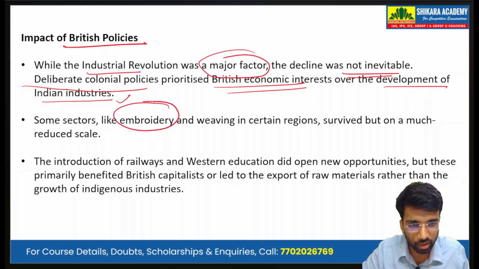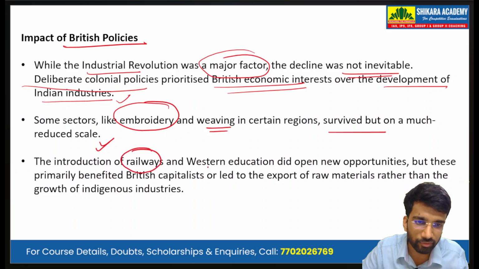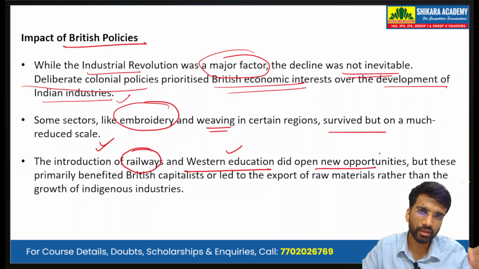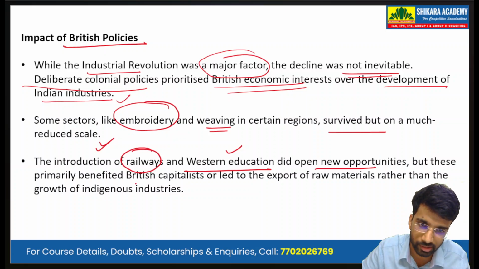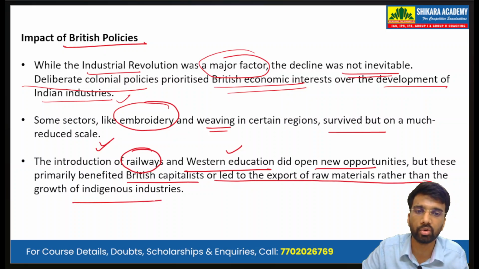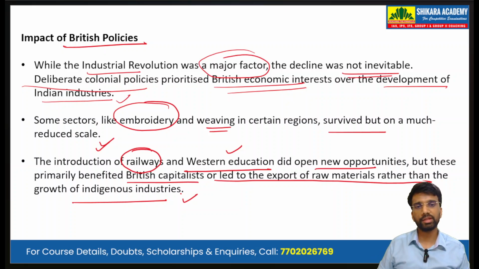Some sectors like embroidery and weaving in certain regions survived, but on a much reduced scale. The introduction of railways and Western education did open new opportunities, but these primarily benefited the British capitalists or led to the export of raw materials rather than the growth of indigenous industries. So the introduction of railways and Western education ultimately benefited the British capitalist class only.